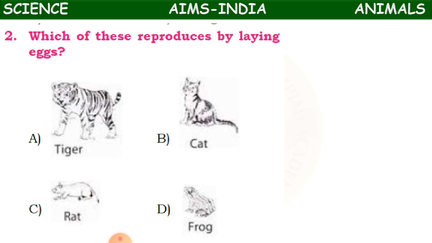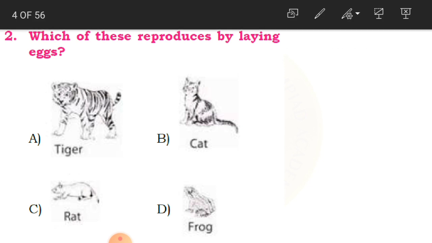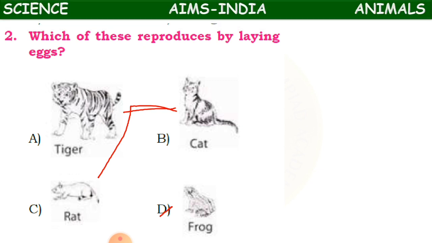Now the second question: which of these reproduces by laying eggs? Here you can see 4 animals in the slide. They are tiger, cat, rat and frog. We have to identify which one reproduces by laying eggs. What is the answer children? Any guesses? Frog, this is the answer, D option. Whereas rat, tiger and cat, these three give birth directly to their young ones, but frog lays eggs. Okay children? This is the correct option, D option.